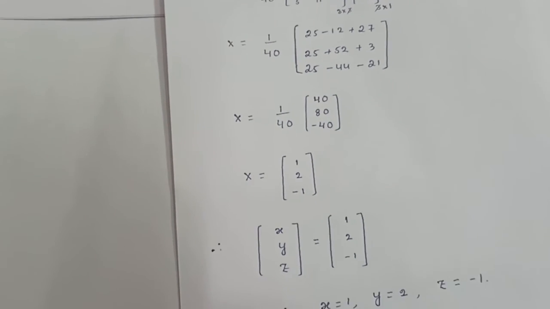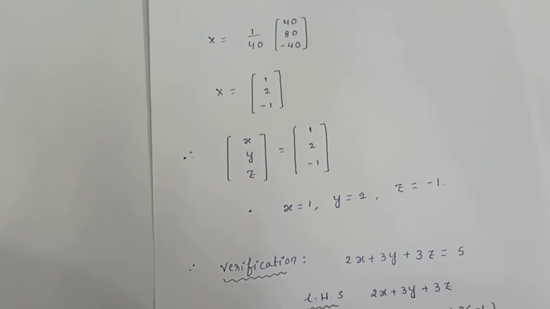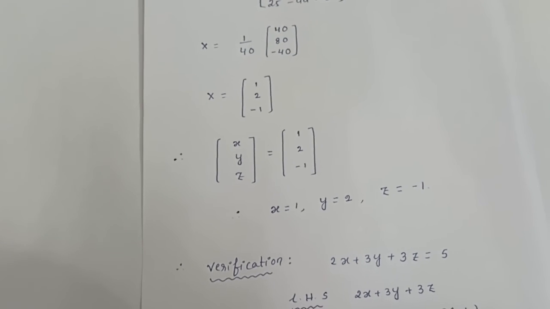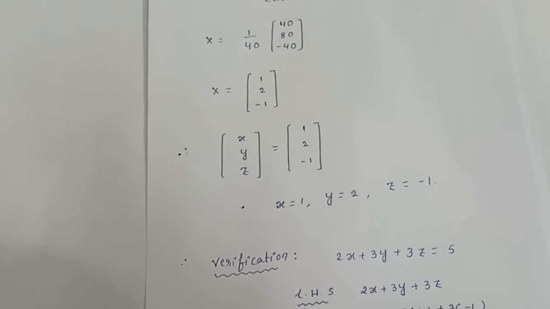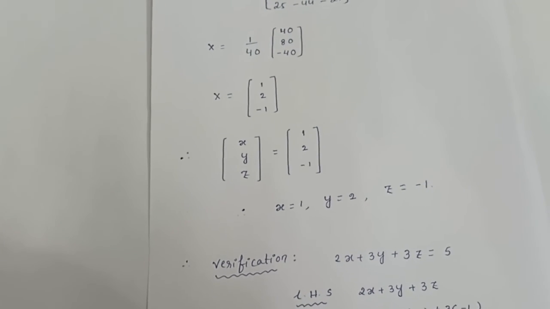What is X here? X, y, z is equal to 1, 2, minus 1. Therefore x equal to 1, y equal to 2, z equal to minus 1. This is the solution of the system of linear equations.